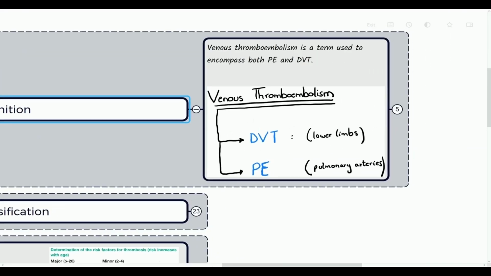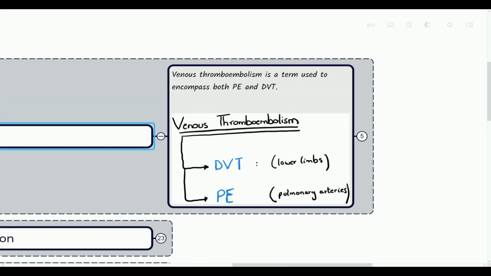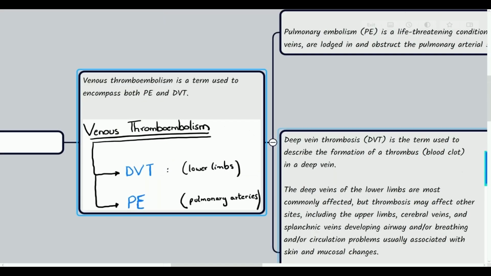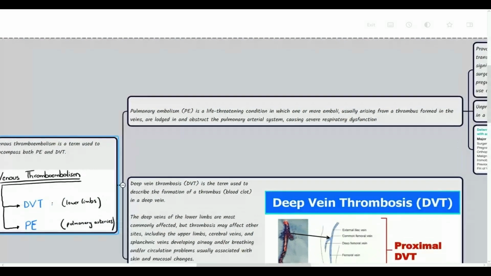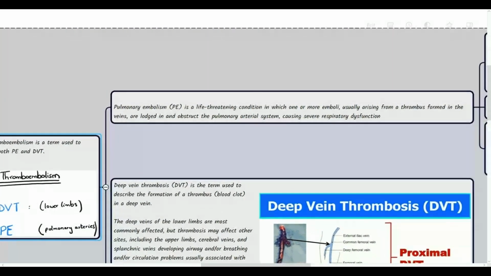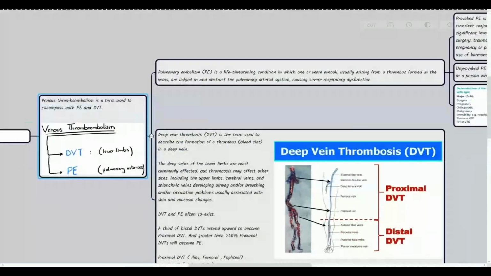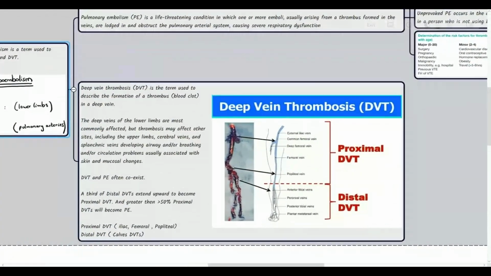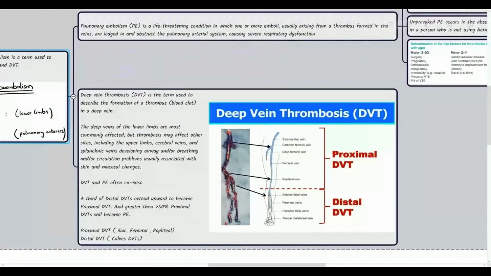Venous thromboembolism is a term that encompasses both pulmonary embolism and DVT. In PE, the embolus gets lodged into the pulmonary arteries. In DVT, a blood clot, also known as thrombus, gets lodged into blood vessels of the lower limb. The important thing to note is that around 50% of proximal DVTs will become PE, and a third of distal DVTs will become proximal DVT.